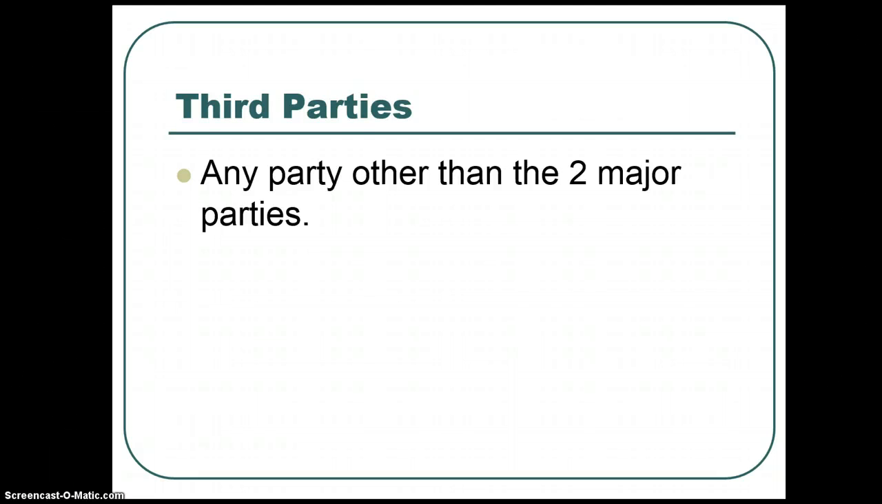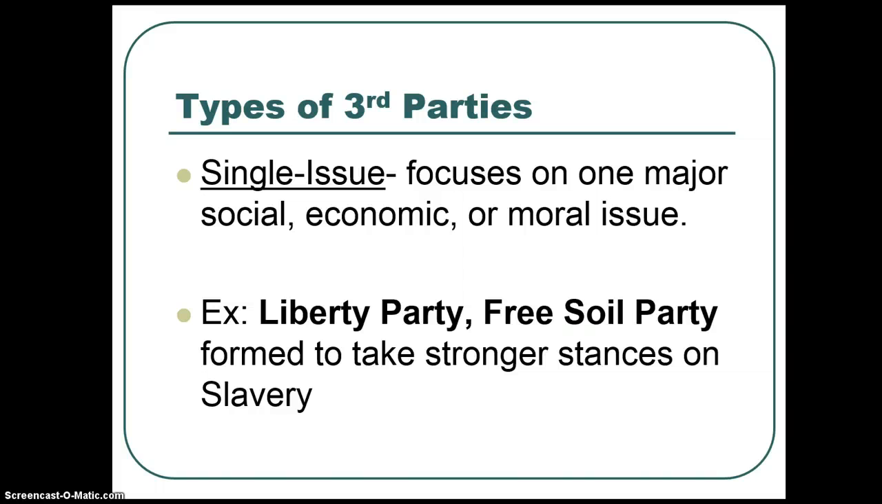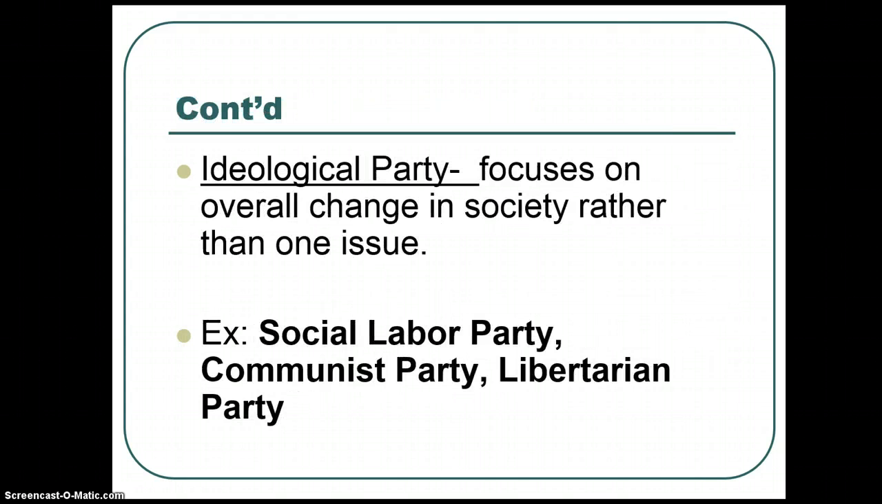Third parties are basically any other party that exists other than the major two parties. The first type of third party is a single issue party, and like the name of the type of their party, they focus on one single issue. So an example would be the Liberty Party or the Free Soil Party, where the Free Soil Party was formed to take stronger stances on slavery. So it's a very specific issue, and they don't have many issues that they're covering, just one.